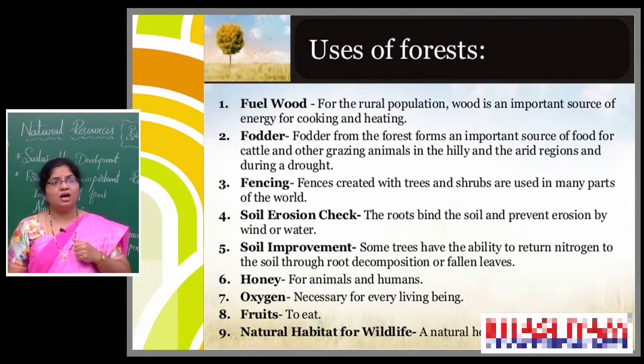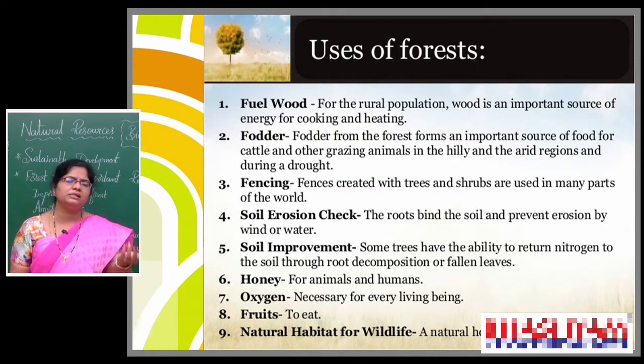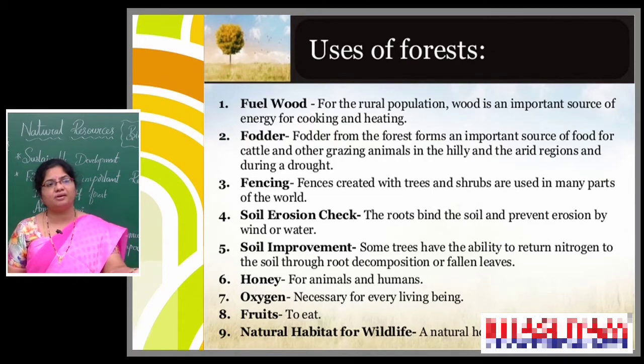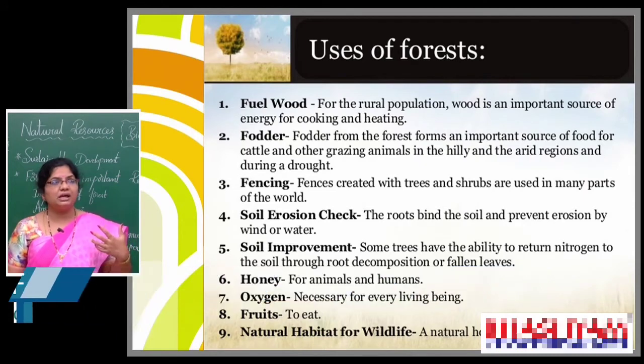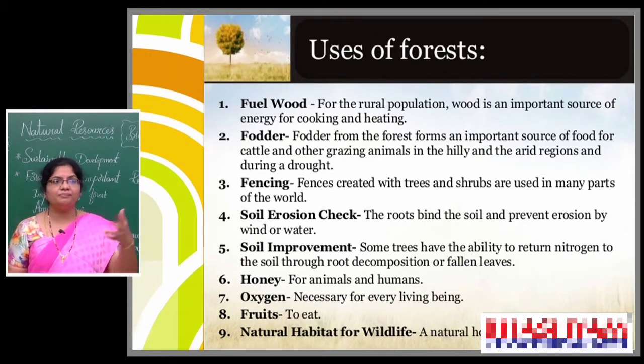And oxygen. We know very well we need oxygen to breathe. Not only we, all animals need oxygen for the respiratory process. Not only the animals, even plants also need oxygen for respiration. That oxygen is provided by forest, that means plants. A huge amount of plants are present in the forest, that is why we are able to get a lot of oxygen from this forest zone. And fruits. Several fruits we get from forest, not only fruits, several kinds of food products we are able to get from forest area.